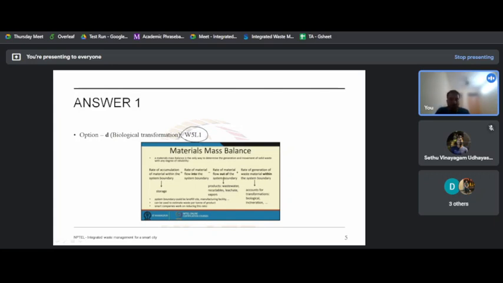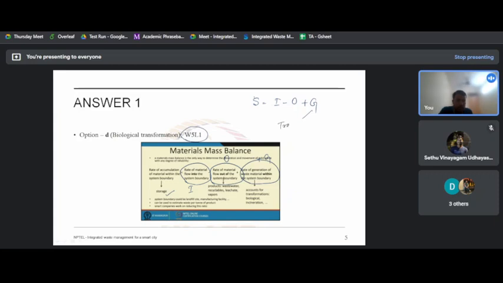So here we can see the slide for material mass balance. It is given that storage is equal to the rate of material flow into the system boundary, so that is input, minus the rate of flow out of the system boundary, so that is output. Then we have rate of generation, so let us call it plus G. So storage will come out to be input minus output plus the generation that is happening within the system.